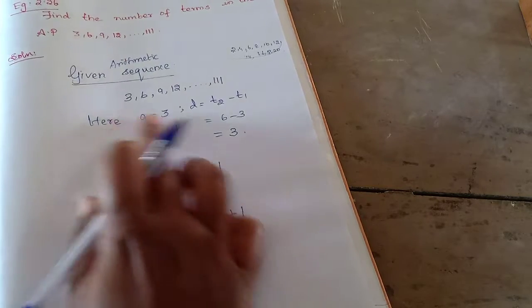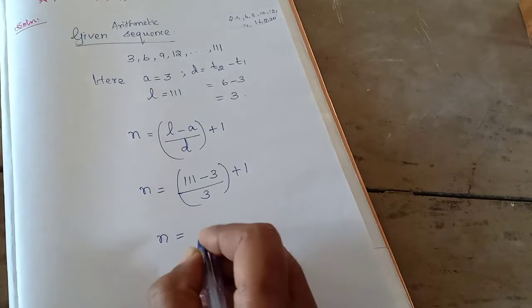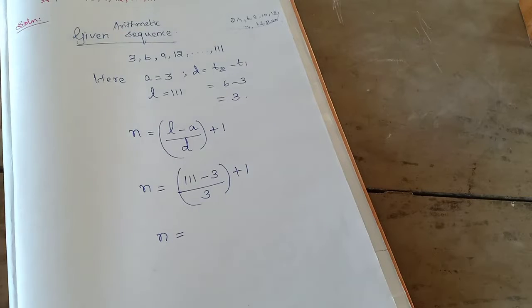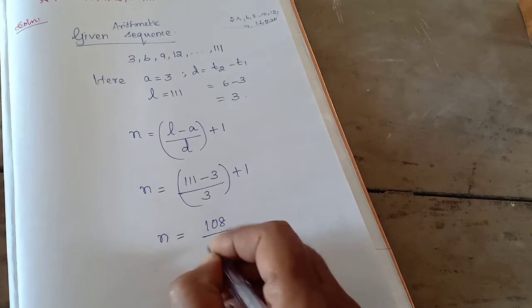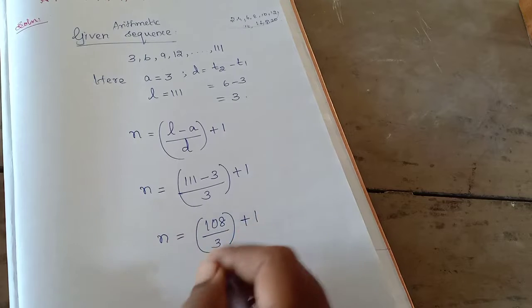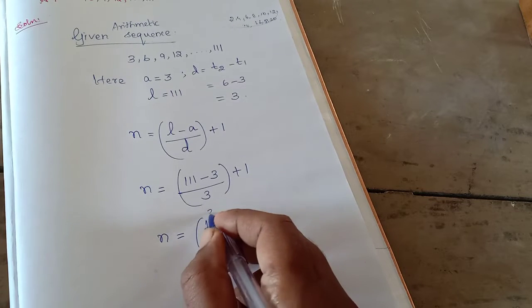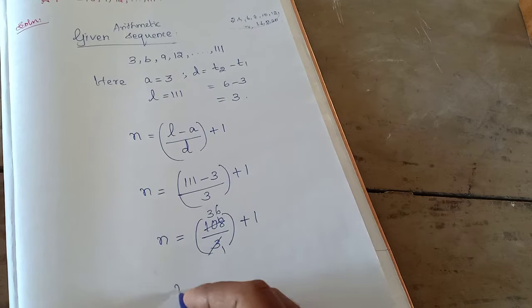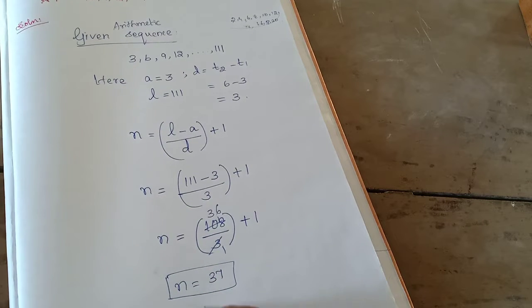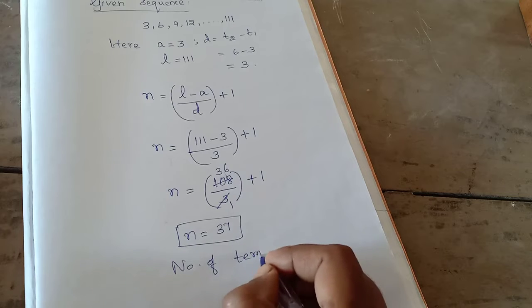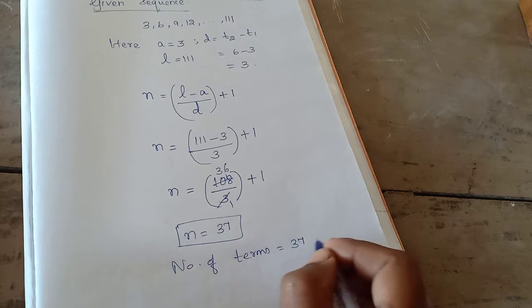This 3 is the first term. This 3 is the common difference. Got it? So N is equal to, while subtracting you get 108, correct? 108 by 3 plus 1. First divide, then add. 3 3s are 9, balance 1, 6 3s are 18. So N is equal to 37. So the number of terms is 37.